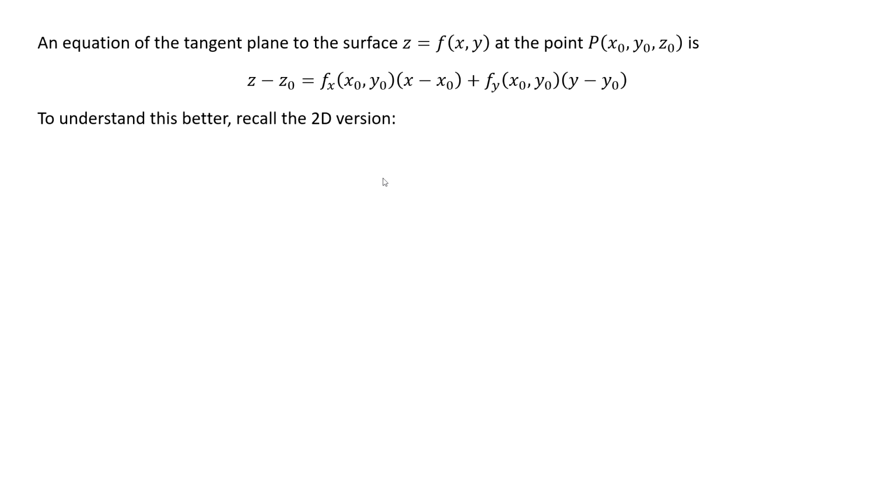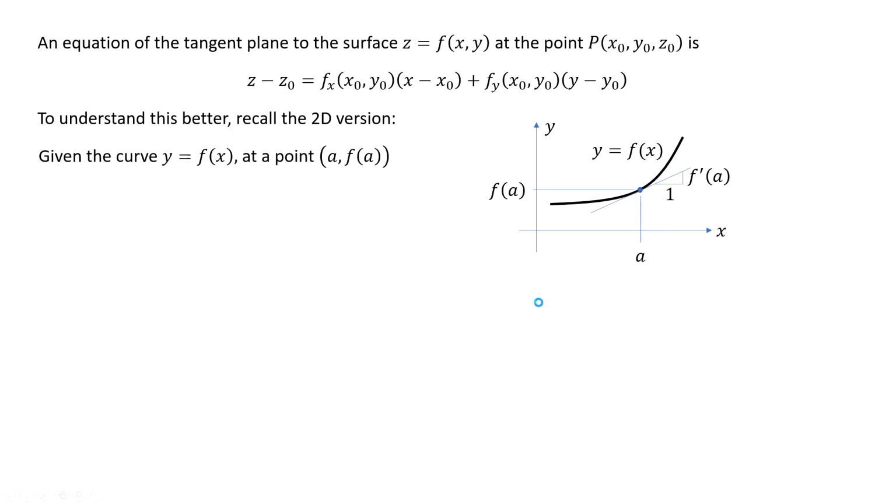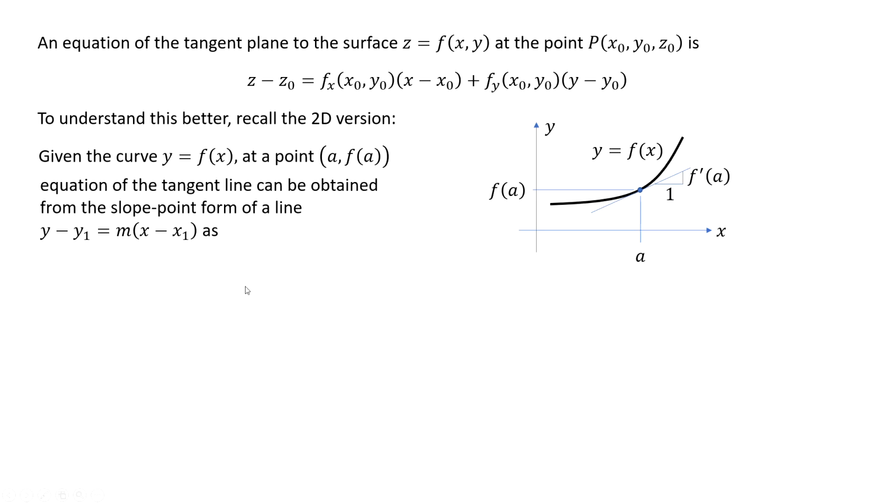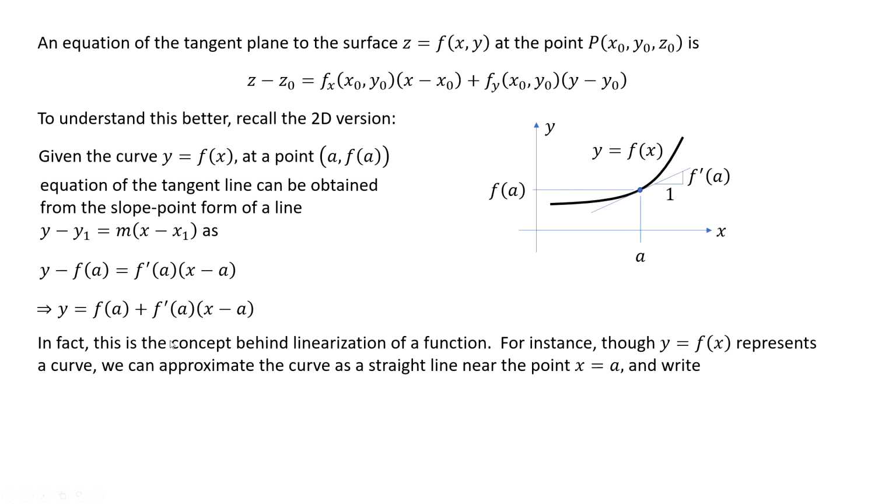To understand this better, recall: if you have y equals f of x, we draw a tangent at x equals a, given the curve at the point a, f of a. In our case it's a tangent surface, but in 2D we have a tangent line, which is y minus y1 equals m times x minus x1, where m is the derivative of the curve, f prime of a, and y1 is f of a. So y equals f of a plus f prime of a times x minus a.